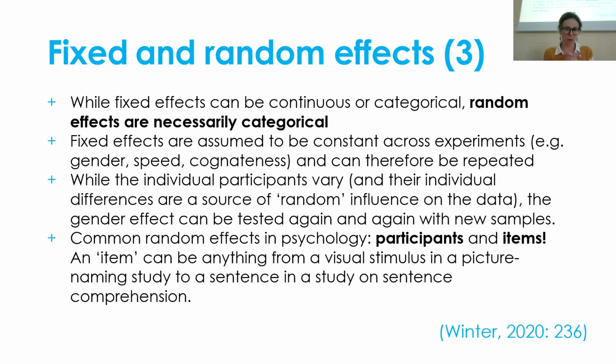An item here can mean anything from visual stimuli in a picture naming study to sentences or sentence words, right? The different words that you use may have particular idiosyncratic properties that will mess up your data, even if they are all cognates, right? So you use these as random effects that you control for in your models.